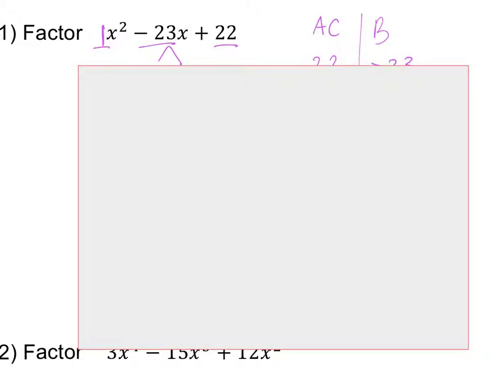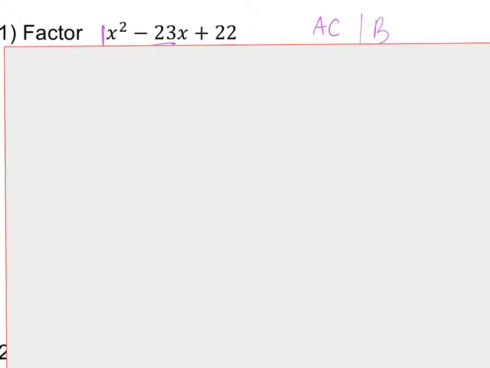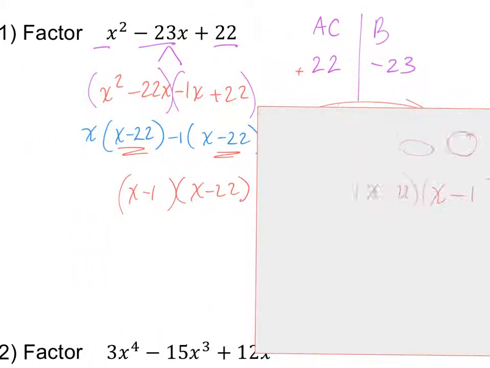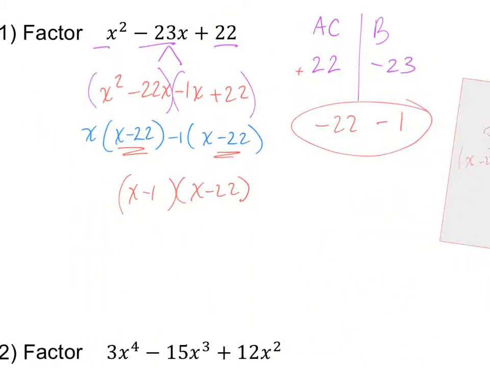The shortcut way, if I would have recognized that this was an easy question to do because there's no a, or a is just 1, I would have said to myself, oh, it's 2 parentheses, x and x. What multiplies to 22 and adds to negative 23? Oh, negative 22 and negative 1. And you would have just gone straight into writing the answer without all that extra work. This is the only reason why it's important to know shortcuts, because it saves you time. That is much faster than this method, but this method will always work.